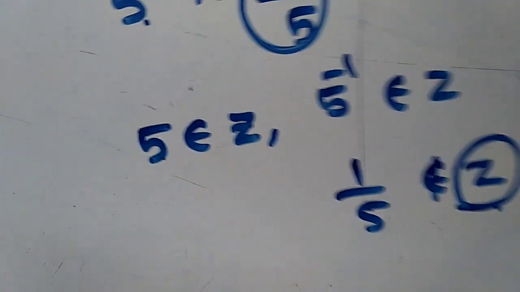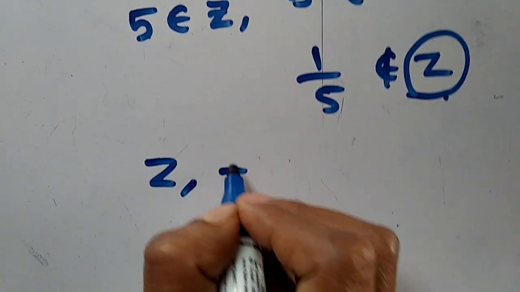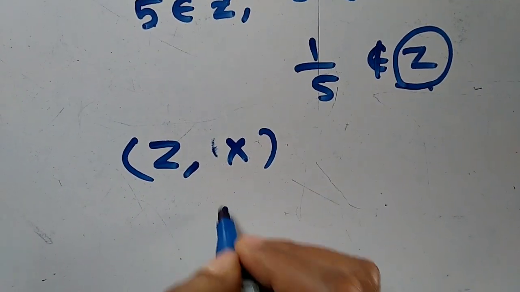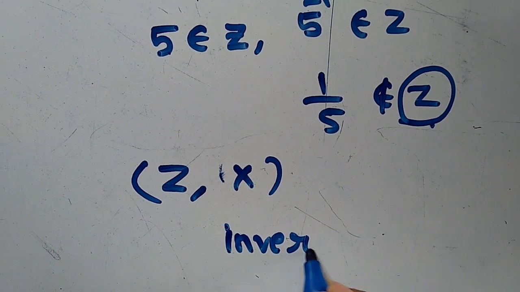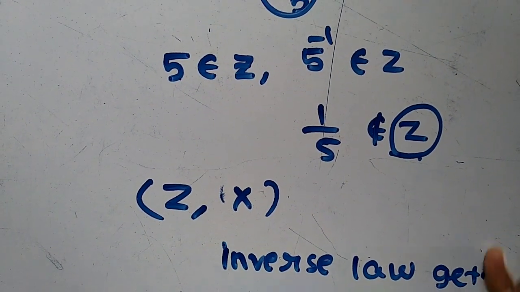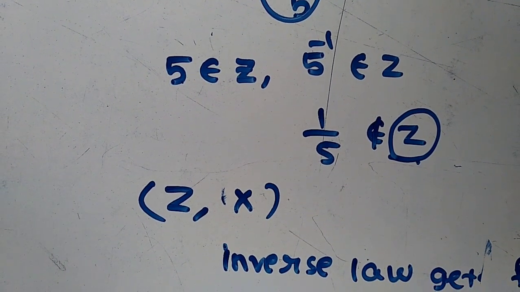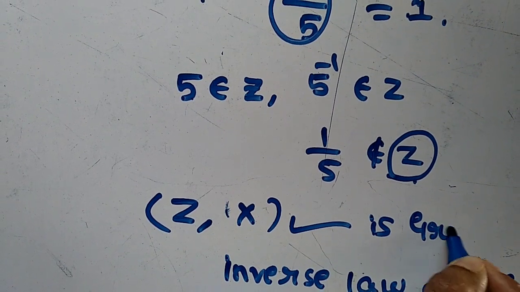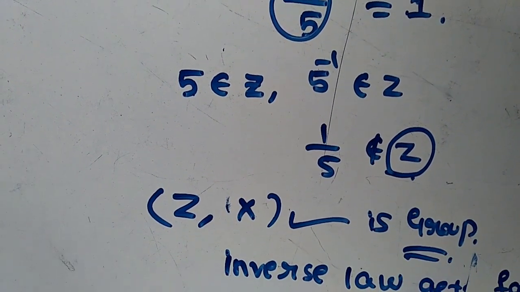Therefore, in Z with respect to multiplication, which law fails here? Inverse law fails. Therefore Z with respect to multiplication is not a group.